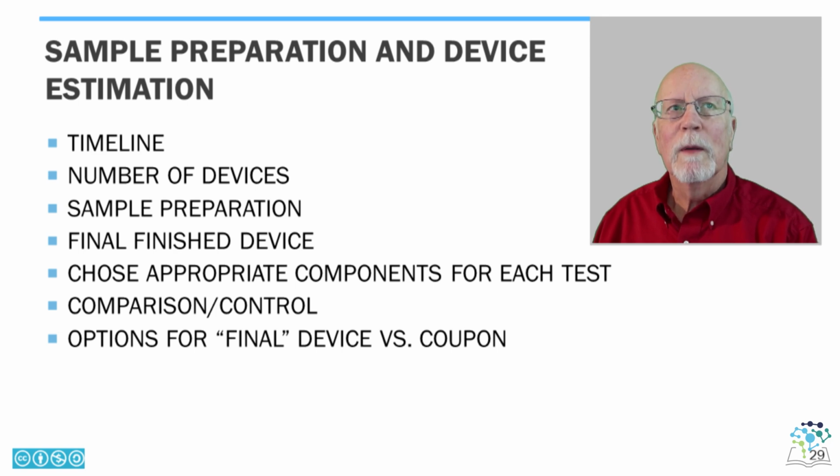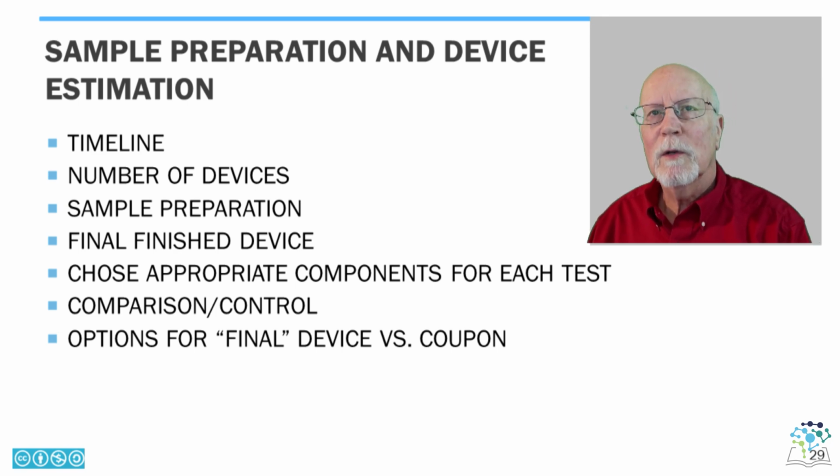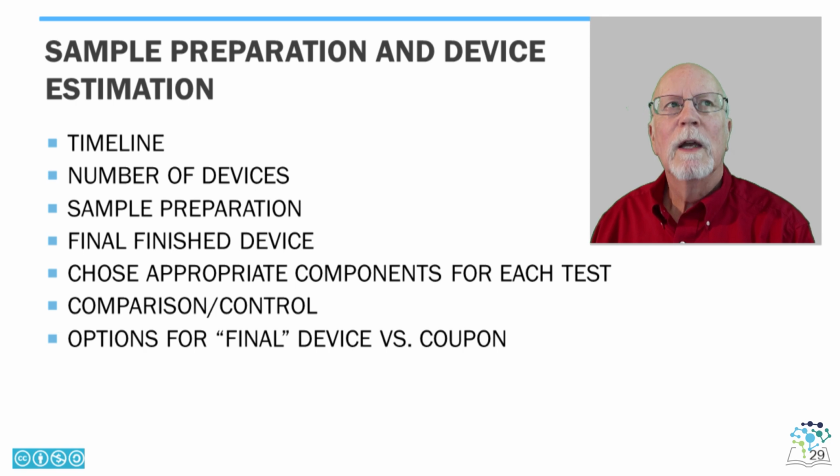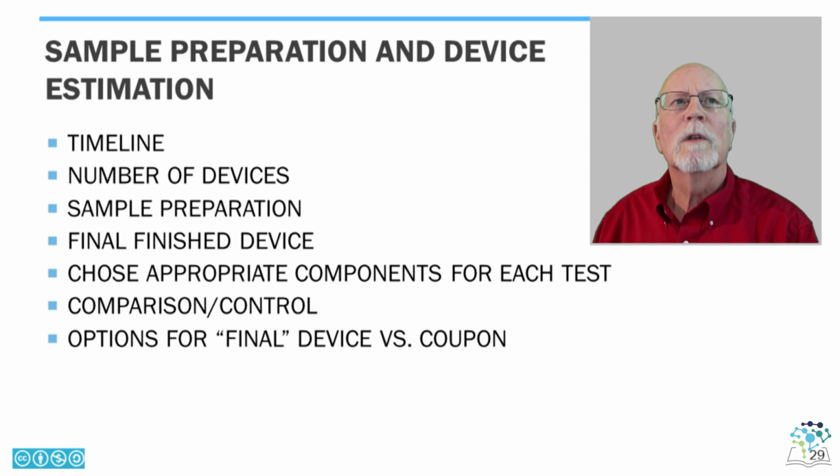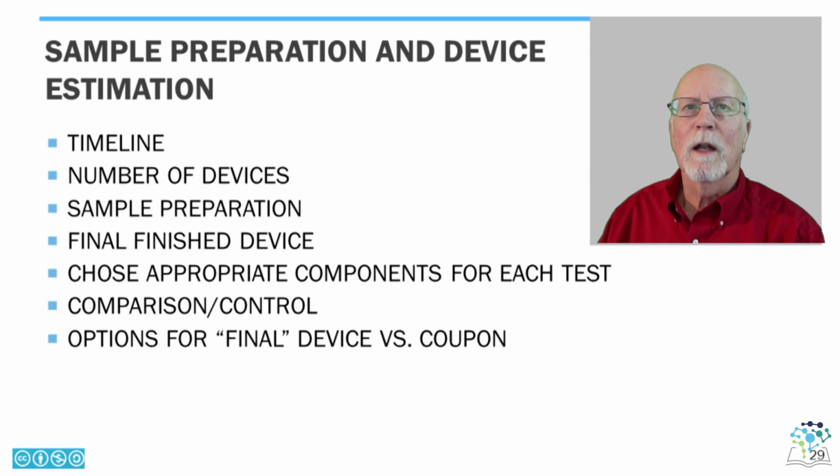Proper controls may be required depending upon any exceptional characteristics of the device. And finally, there may be an option for use of a coupon or representative sample made from the same materials and subjected to identical manufacturing steps. These coupons are especially useful when the size and shape of the device is not amenable to actual testing, such as in the case of an implantation study.